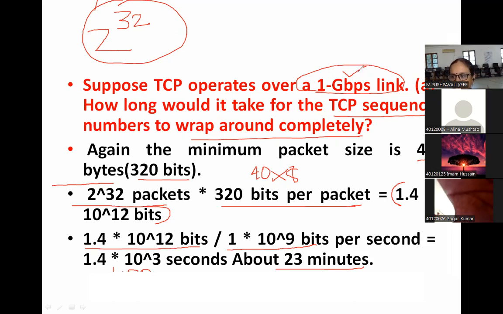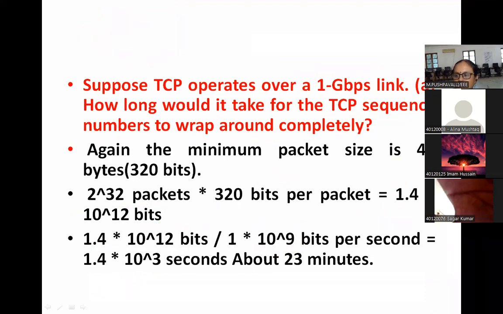That's how I am calculating my time period. Have you understood this? 2 power 32 is my highest sequence number, into 320 bits, so I can transfer 1.4 into 10 power 12 bits. That you can fix. Then the speed will vary, but this value will always be the same. My speed, I am saying 1 gigabit per second, so 10 power 9. Are you clear?